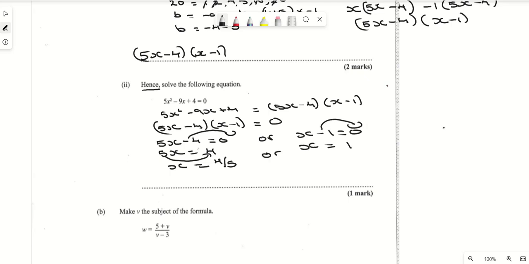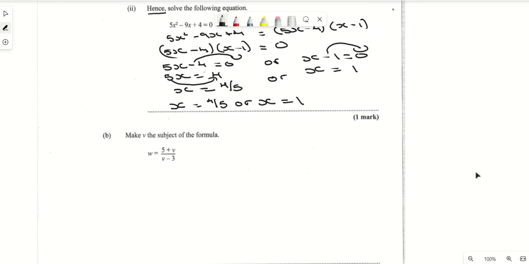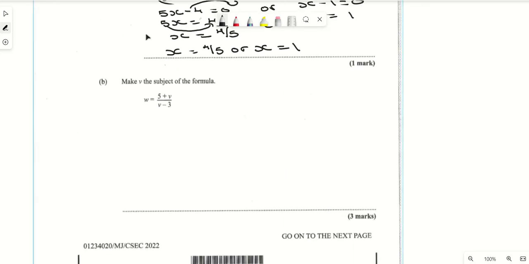So the two answers would be x is equal to 4 over 5 or x is equal to 1. And that is your answer. Right? Then we have this right here. Make v the subject of the formula. So we're going to do cross multiplication.